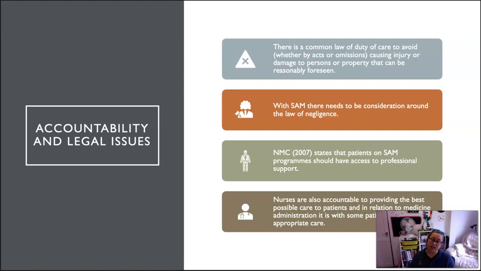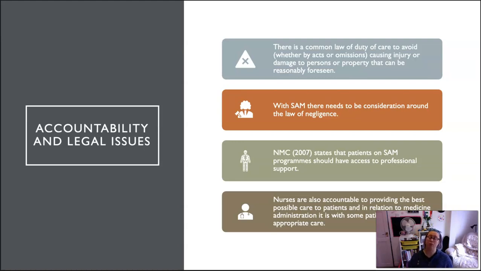So the NMC in 2007 has stated that patients on self-administration of medication programs within hospital settings should have access to professional support. So actually, when we talked on the last slide about how it can free up extra nurse time because we're not having to administer medication, the reason why nurses carry the keys is so that patients can have this support from a practitioner when they're taking their medications, to feel that they've got the confidence to do it.